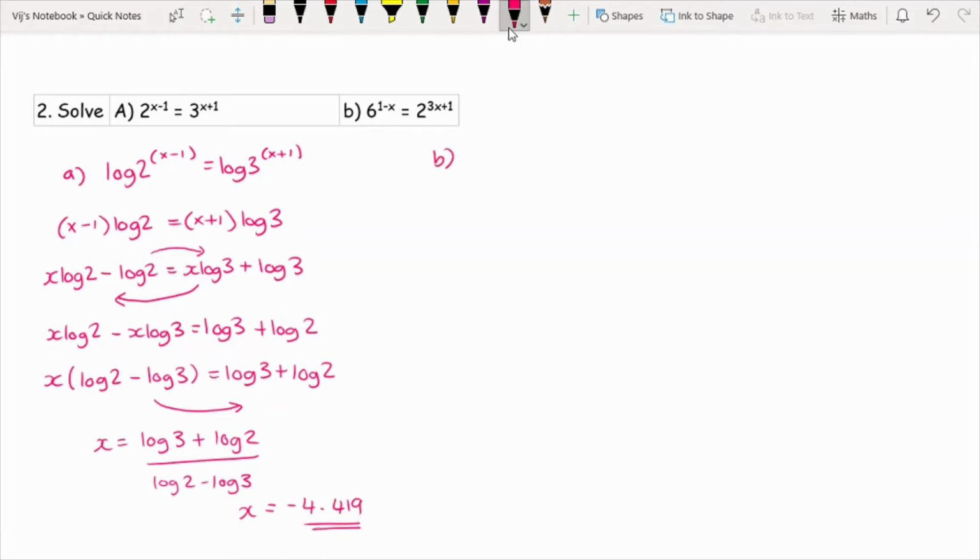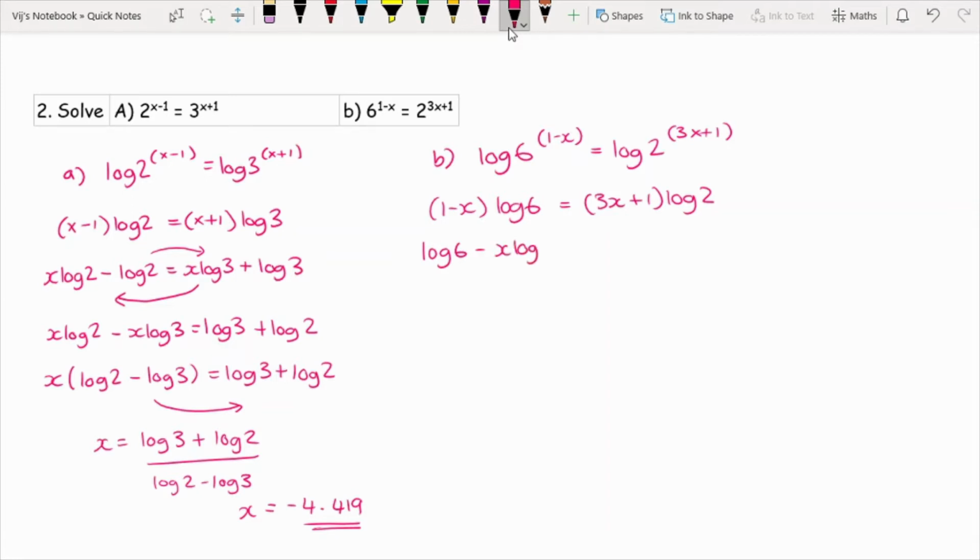Likewise with regards to b, here if I take the log of both sides straight away, and again putting your powers in brackets, sometimes it helps, sometimes not. It depends on how neat your work is. I'm going to try and encourage good presentation. So again, moving those powers to the front, we get this. And then expanding the brackets out, we get log 6 minus x log 6 equals 3x log 2 plus log 2.